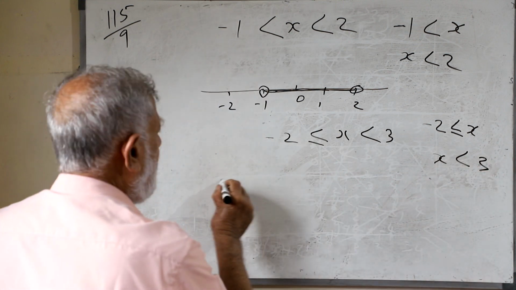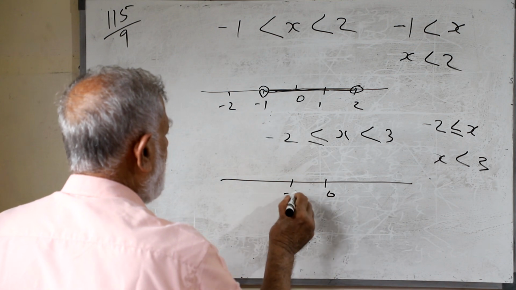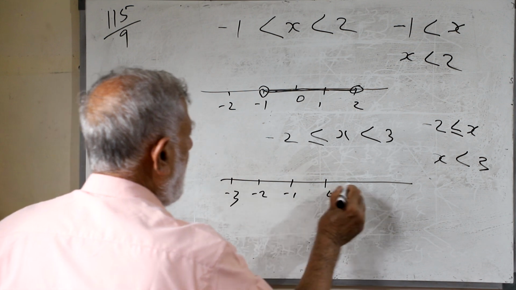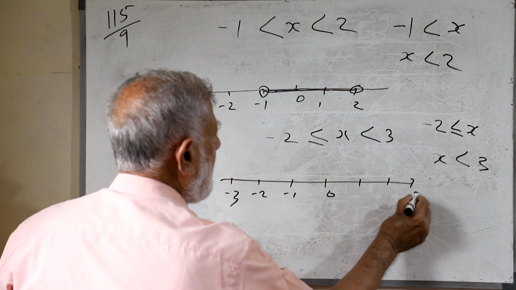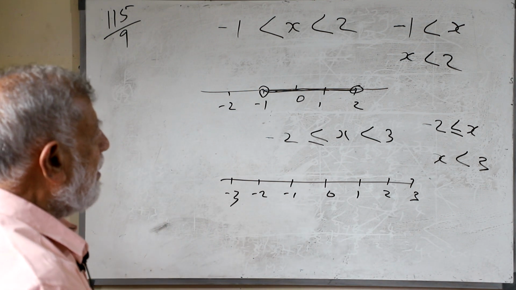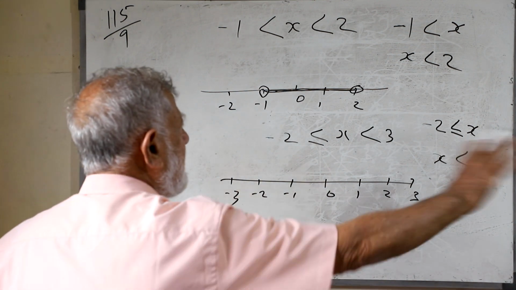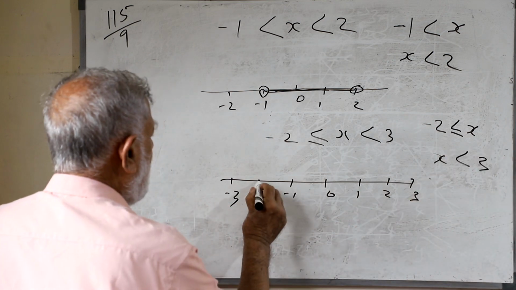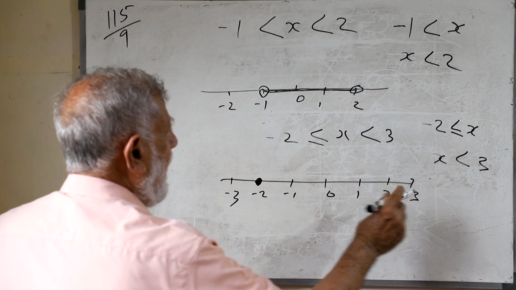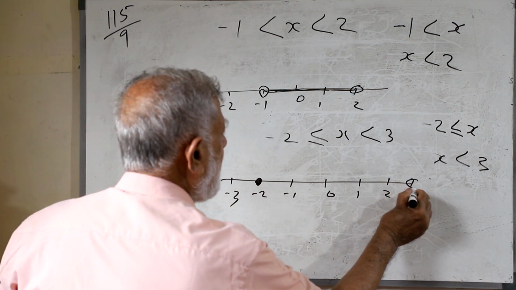So we draw the number line. We will take the boundaries -3, -2, -1, 0, 1, 2, 3. So x is greater than or equal to -2. Minus 2 and the greater than side is that side. So, if it is greater than or equal to, you have to color this. Greater than or equal to -2 and x is less than 3. So, we don't color this.